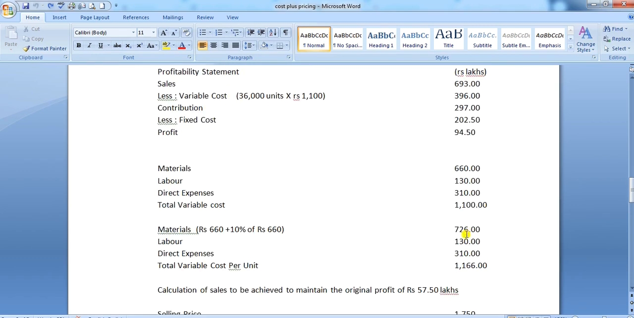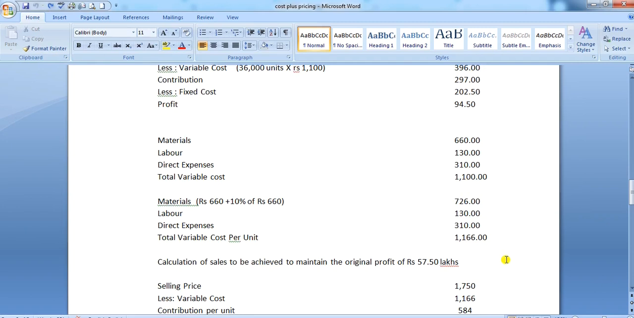So now we have to calculate the 10% increase in the material cost. So that is the revised material cost. So that would be 660, the original material cost, plus 10% of 660, we will get 726 rupees, and labor is 130. Direct expenses also do not vary, it is 310. So now the total variable cost per unit has got revised with the 10% increase in the materials cost. So the variable cost per unit has come up to 1166 rupees.